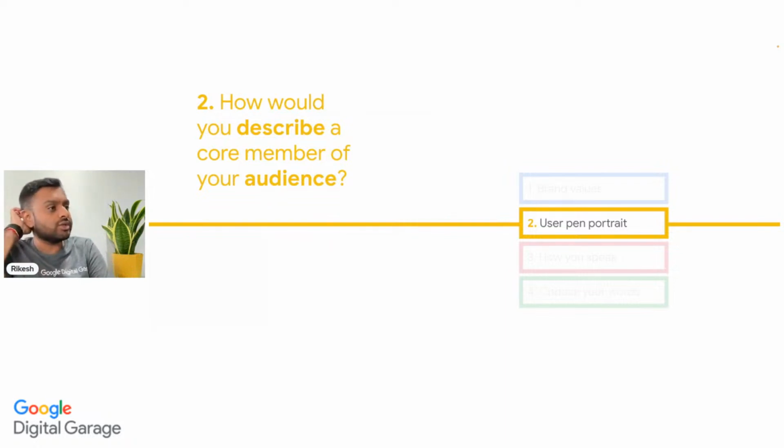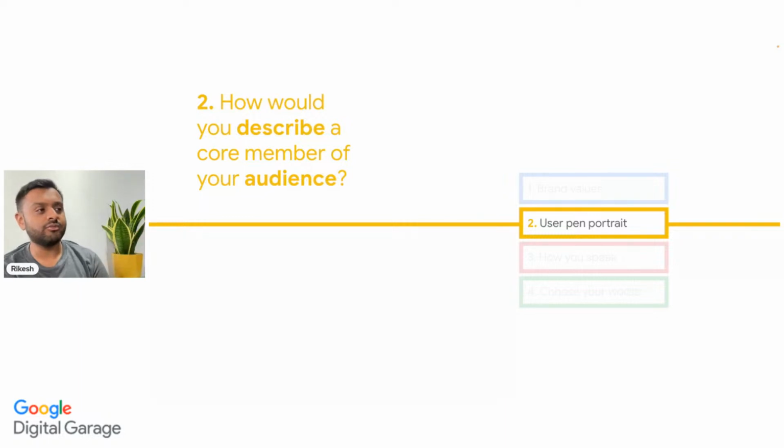Now, that word audience, it's very easy to just change that word. So how would you describe a core member of your customer base or your client? Or another way of phrasing that question is, who would be your ideal type of customer? What sort of characteristics make up your ideal type of client, whatever it might be? So you can rephrase that question as well.